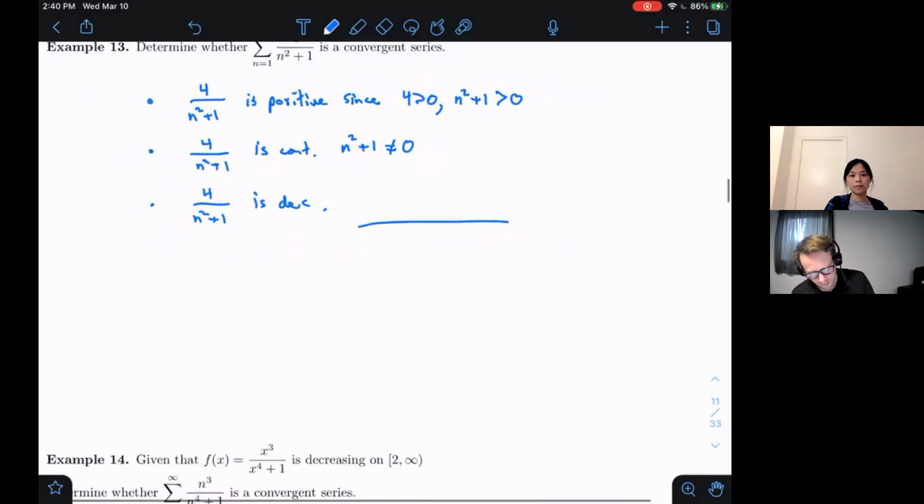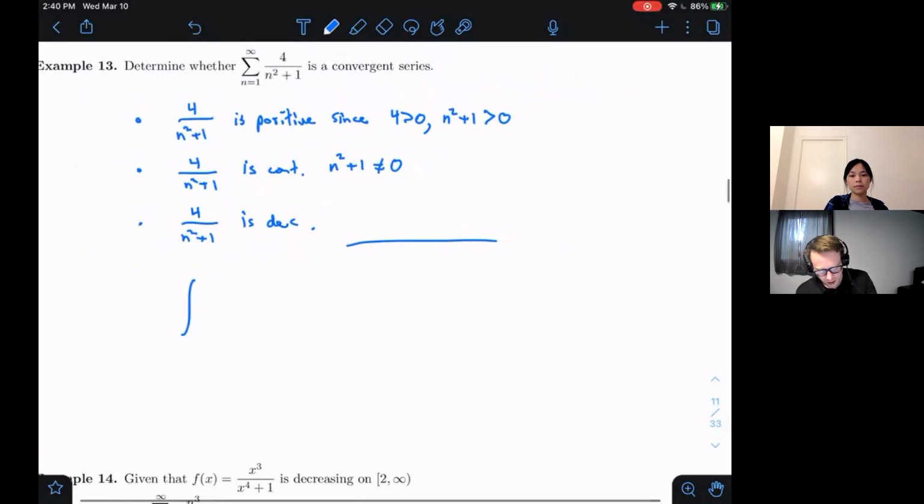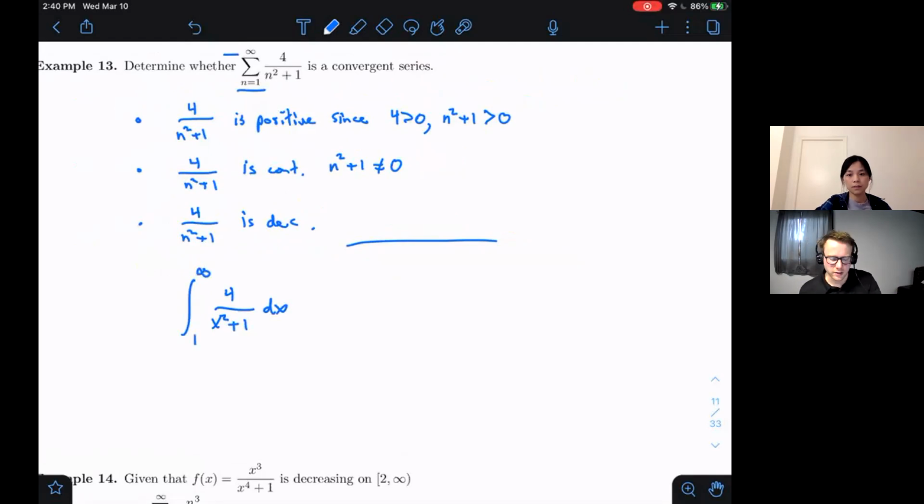But I wanted to get to, if you take the integral here of this thing that we've made this strong connection with, and again, we're integrating from 1 to infinity, looking at the bounds for our series. That gives us our bounds for the improper integral. Someone remind me, how do I integrate 4 over x squared plus 1?